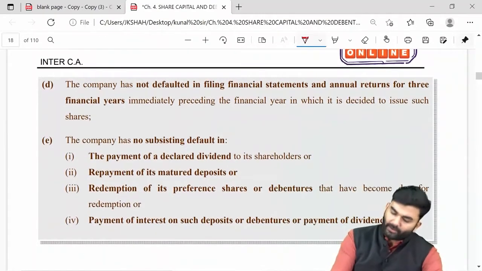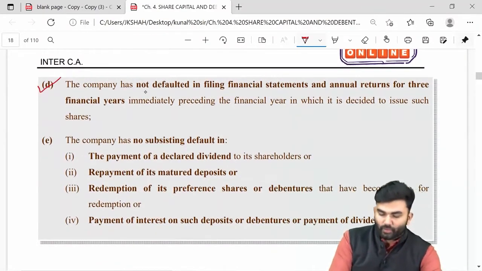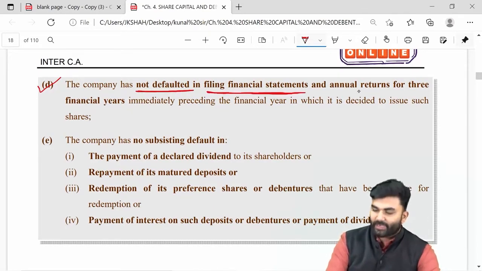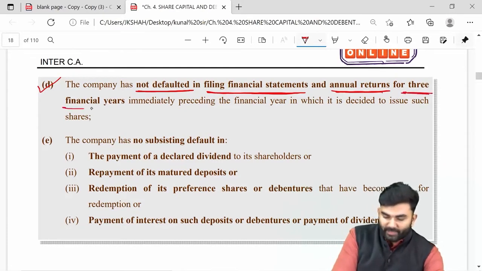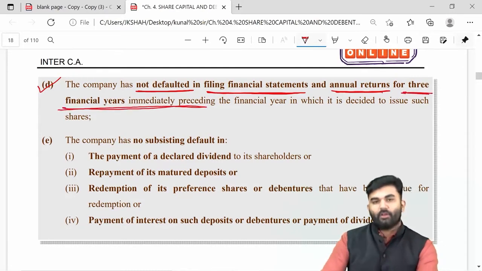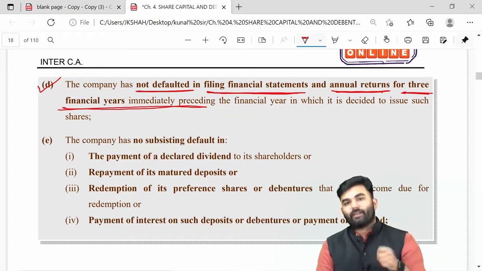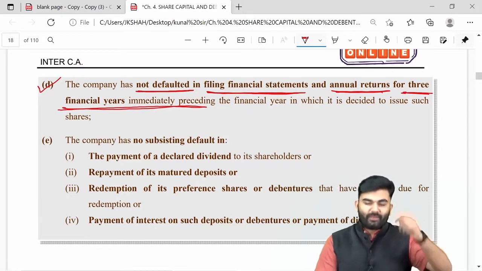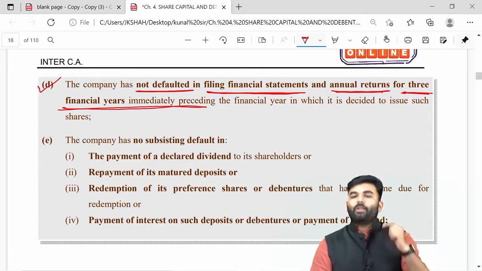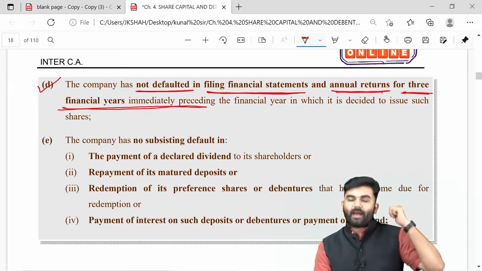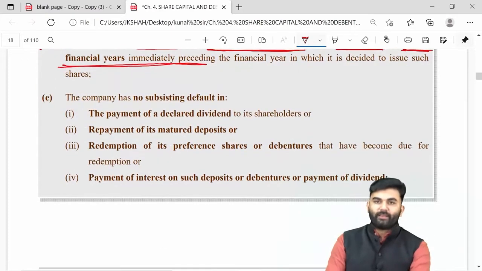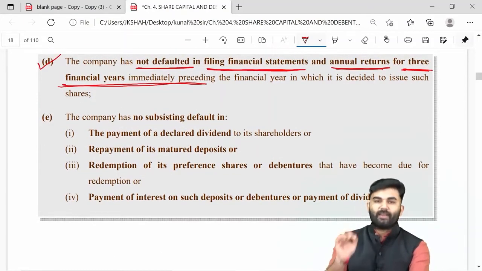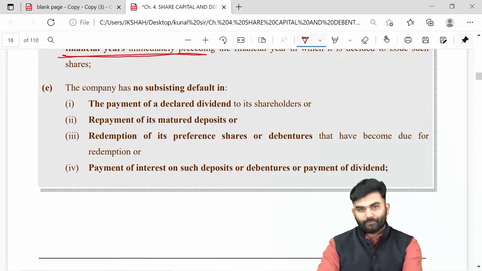The lawmaker says the company should not have made any default in filing financial statements and annual returns for the three immediately preceding financial years. So if this year the company is planning to issue a DVR, then in the past 3 years the company should not have defaulted in filing the financial statements as well as annual returns with the ROC.